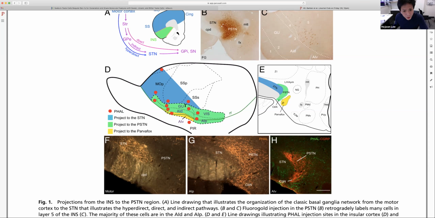GU must be gustatory. What is this, visceral? These are just subdivisions of the insula. But the agranular, posterior, AIP injection of PHAL shows projections in the PSTN.